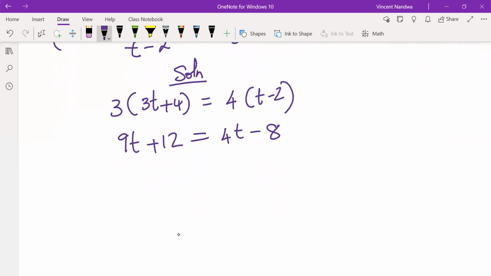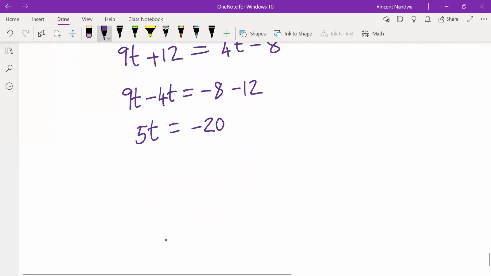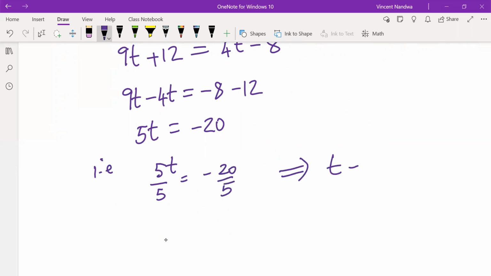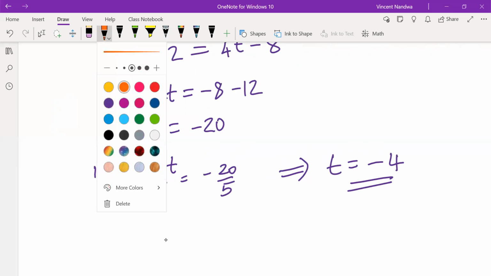And then collect like terms. So 9t minus 4t equals minus 8 minus 12. So 5t equals minus 20. So dividing through by 5, we'll have 5t over 5 equals minus 20 over 5, which implies t will be minus 4. So -4 is the correct answer to that given problem.